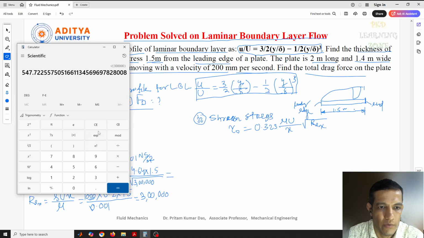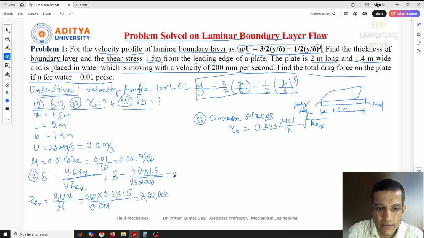547.72. Okay, I'll do that one. So first, 64 into 1.5 divided by 547.72, and we get 0.0127. So this one we can write here, this is 0.0127. This much meter is there.